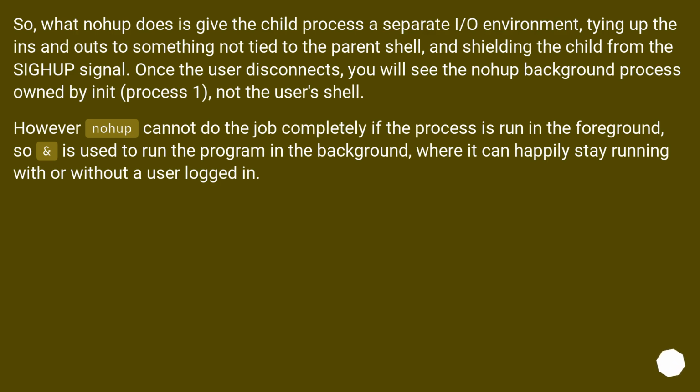So, what nohup does is give the child process a separate I/O environment, tying up the ins and outs to something not tied to the parent shell, and shielding the child from the SIGHUP signal. Once the user disconnects, you will see the nohup background process owned by init process 1, not the user's shell. However, nohup cannot do the job completely if the process is run in the foreground, so an & is used to run the program in the background, where it can happily stay running with or without a user logged in.